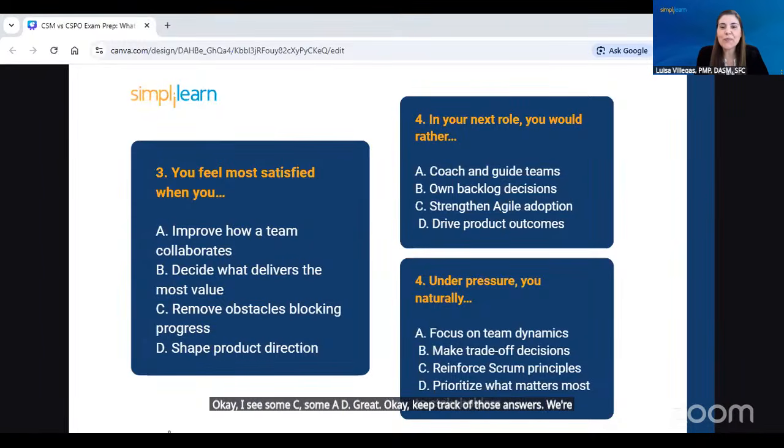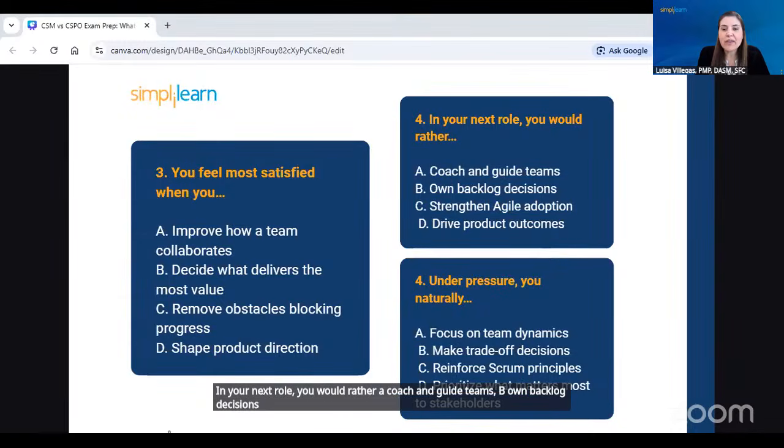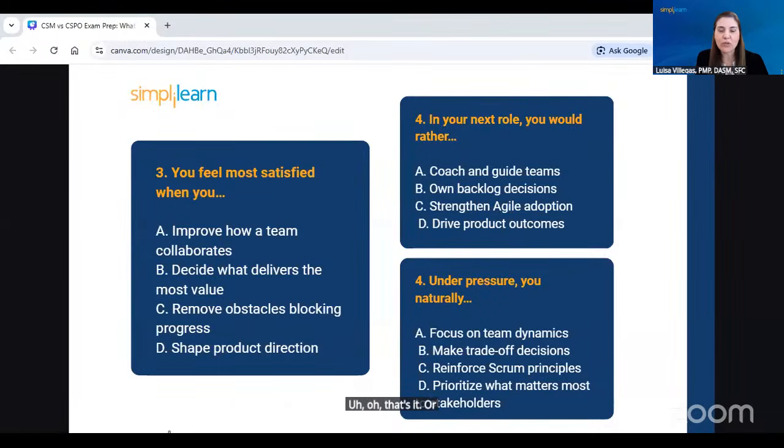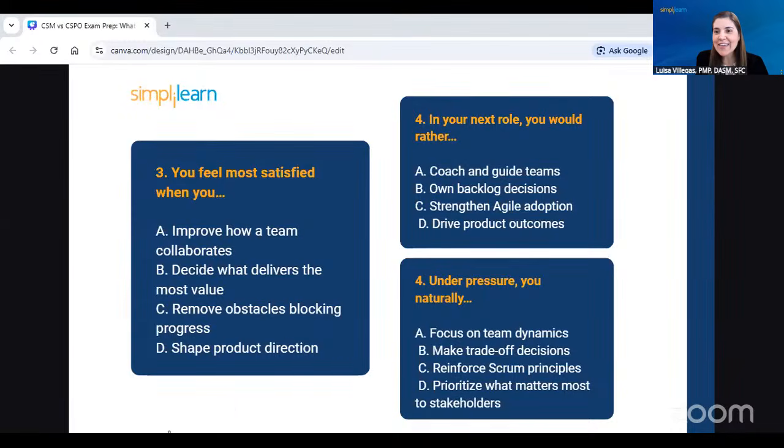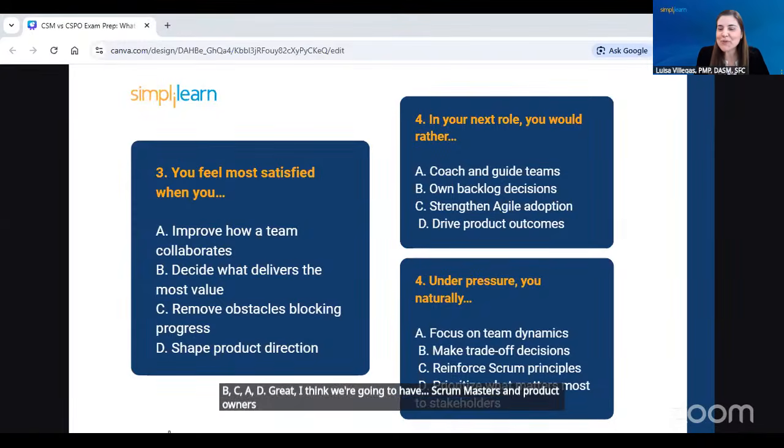We're almost there. In your next role, you would rather A, coach and guide teams, B, own backlog decisions, C, strengthen agile adoption, or D, drive product outcomes. So A, B, C, or D. Let me see in the chat what you feel more comfortable with. B, C, A, D. Great. I think we're going to have Scrum Masters and product owners alike here.